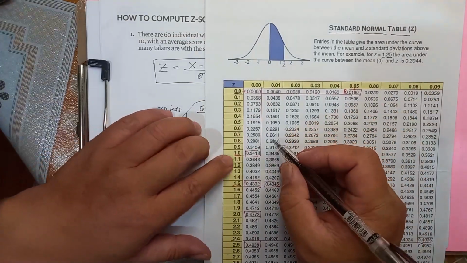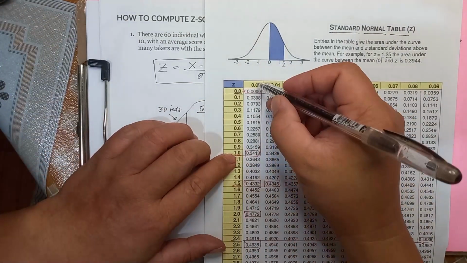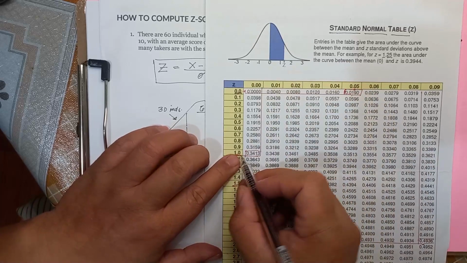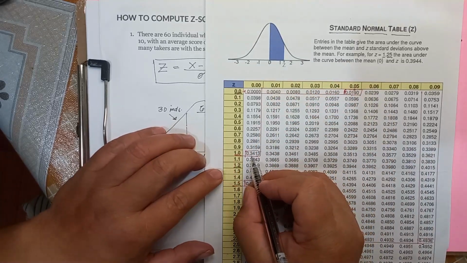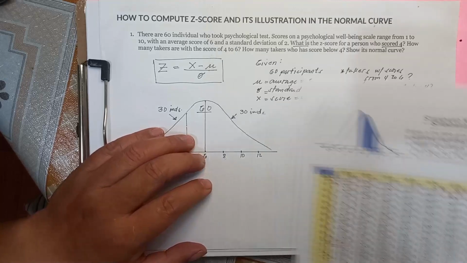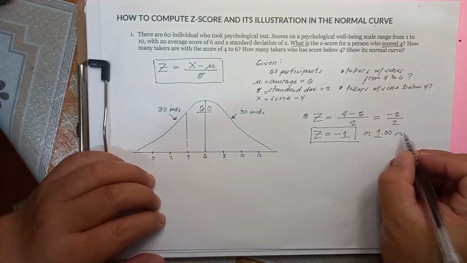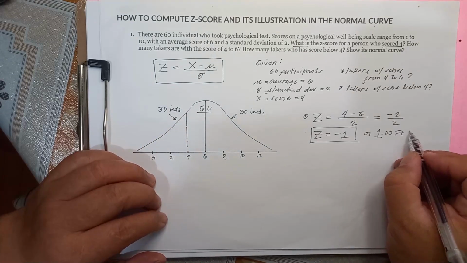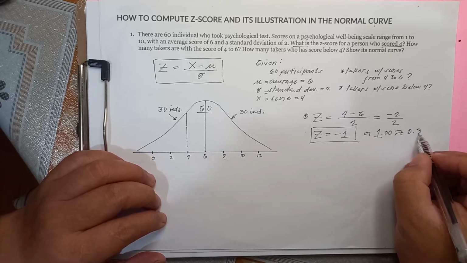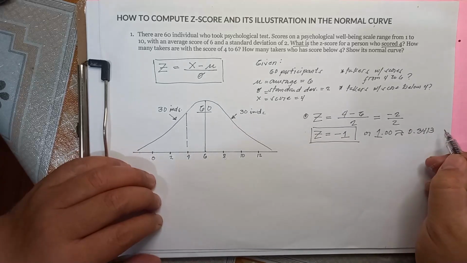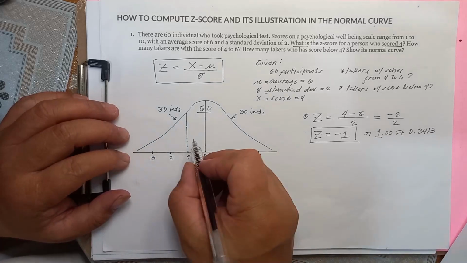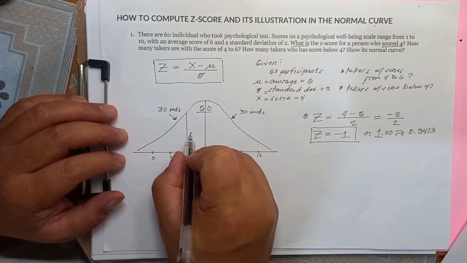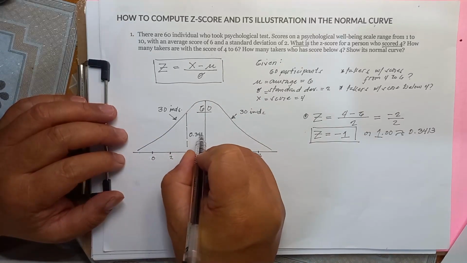So where is the location of 1? The location of 1.00 is in here, that is 1.0 and another 0. So we have in here 0.3413. This one is actually in our z table, the value of 1 is 0.3413. Now where is that? Meaning to say, this part from the mean going to 4 is 0.3413.